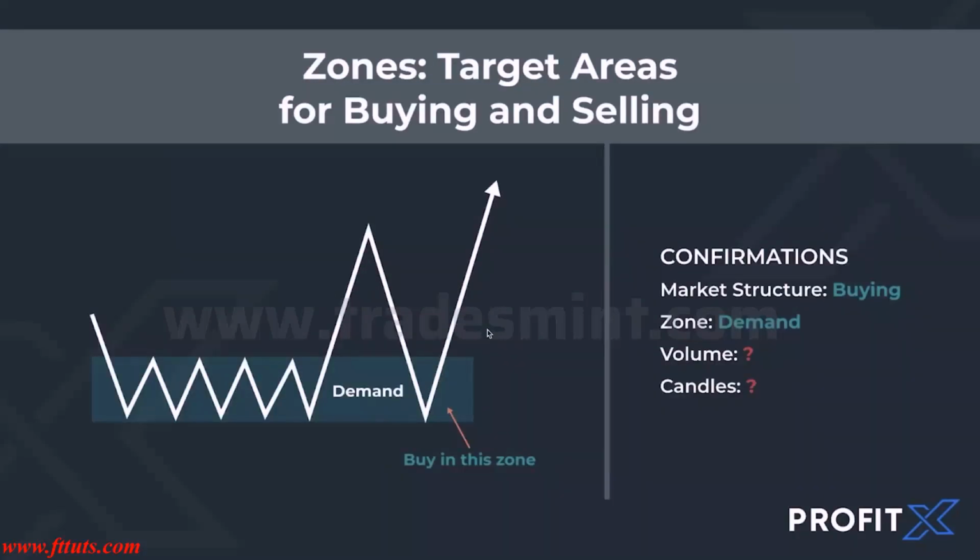Now, next, the zones give us an area for buying and selling, right? So we're thinking about our confirmation. First, our first confirmation is market structure is buying. It's in the markup phase. The second, we're going to look for a zone to buy from. So let's pretend that there's a demand zone. Once we know that this is a demand zone and price is going up, now the combination of those two, the direction and the zone, gives us a basis for our setup, our idea.